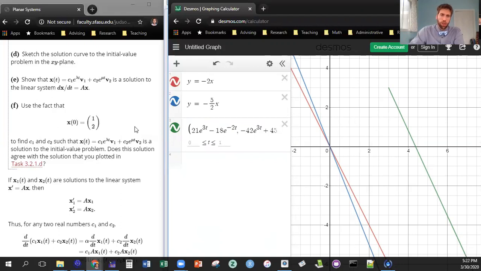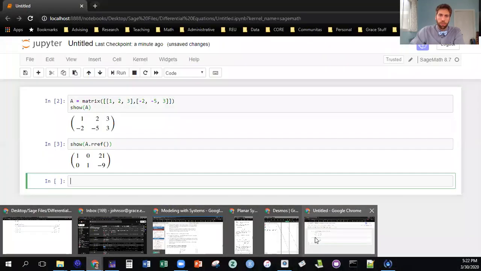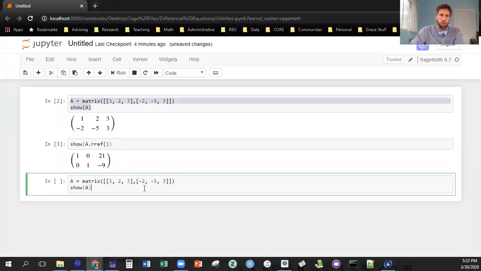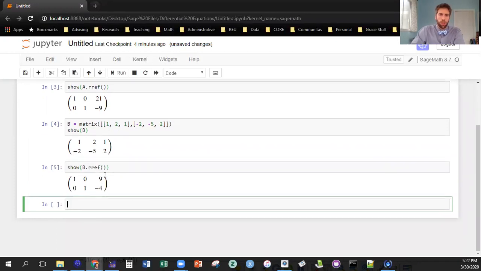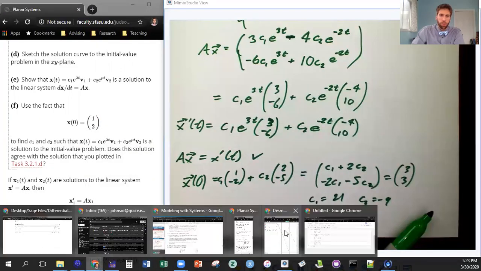Let's solve for the other example, where instead of being 3, 3, we could do it 1, 2. So instead of 3, 3, we've got 1 and 2. Well, that's matrix B. And then show rref. C1 is 9 and negative 4 instead. So if it was 9 and negative 4, we could be graphing from 1, 2.